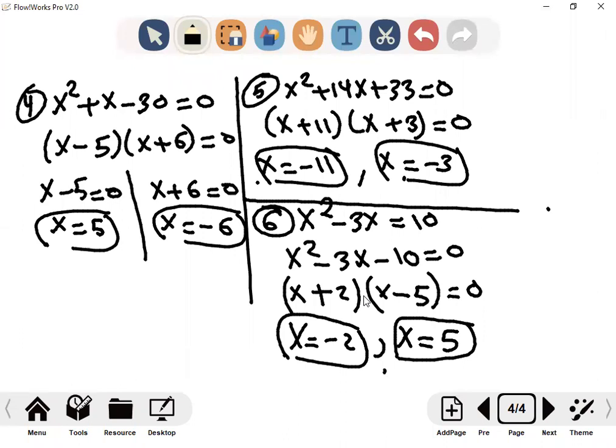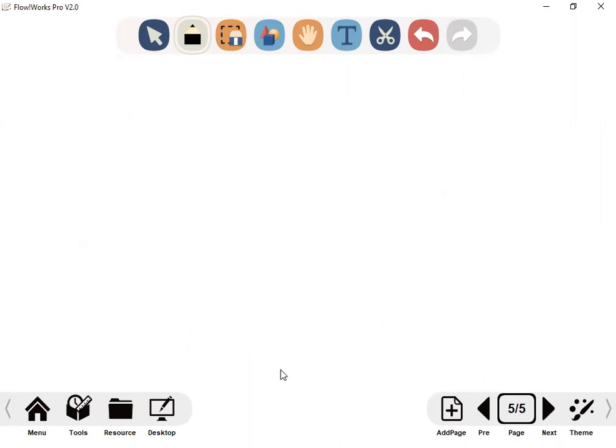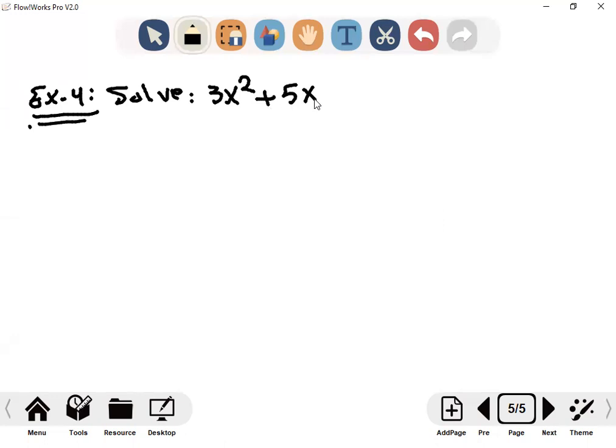But assume that we don't have 1 here. We have, for example, 3x power 2. This is a different way. Example 4. Solve 3x power 2 plus 5x plus 15 equal 17.